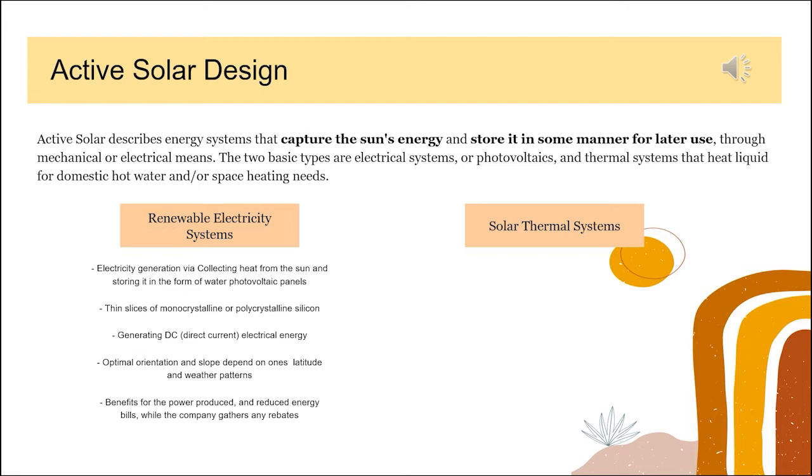The second one is the solar thermal system, which is used to collect heat from the sun and store it in the form of water.